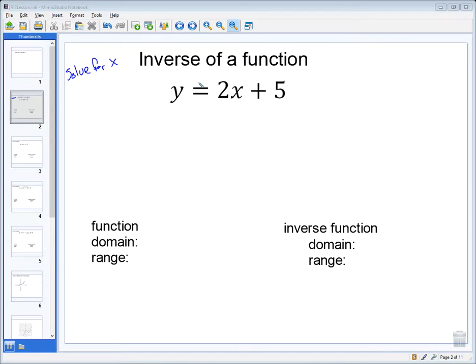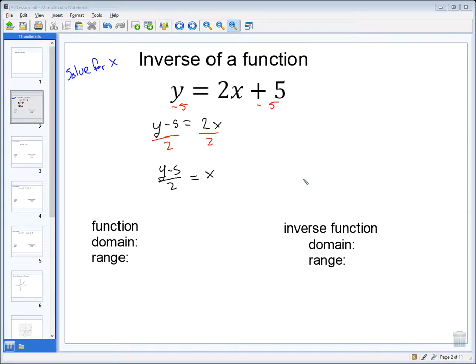Now, most of the time when you're solving for x, there's no other variables, but we're going to keep y with our variable. So to solve for x, we would first subtract 5 from each side. We'd get y minus 5 is equal to 2x. And we'd divide everything by 2. So we'd have y minus 5 all over 2 is equal to x. This portion over here, y minus 5 over 2, this is the inverse function.